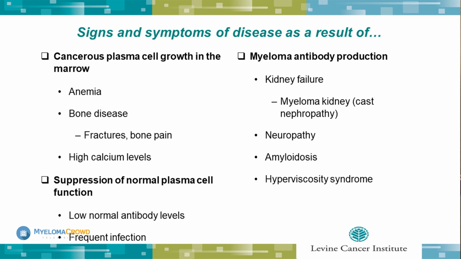So we see clinical manifestations of multiple myeloma due to growth of myeloma cells in the bone marrow. So we all know about the anemia that it can cause, bone disease, which can be manifest as bone pain or pathologic fractures of the spine or long bones, high calcium levels. We see suppression of normal plasma cell function as a result of multiple myeloma. So the levels of normal antibodies will be low, making patients vulnerable to infection, especially pneumonias and other respiratory tract infections. And the antibodies that are produced by the myeloma cells themselves, while it serves as a good biomarker for monitoring response to therapy over the course of time, those antibodies can also be destructive in and of themselves and lead to kidney failure in the form of what we call myeloma kidney or cast nephropathy.